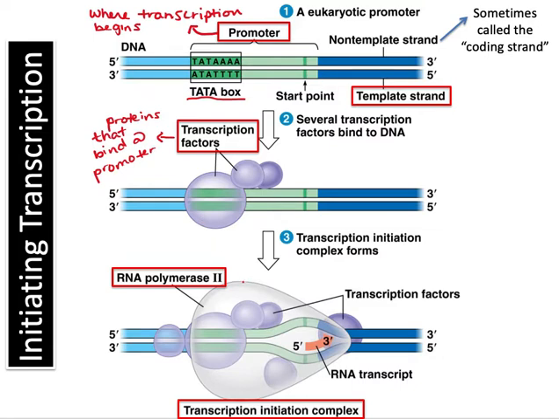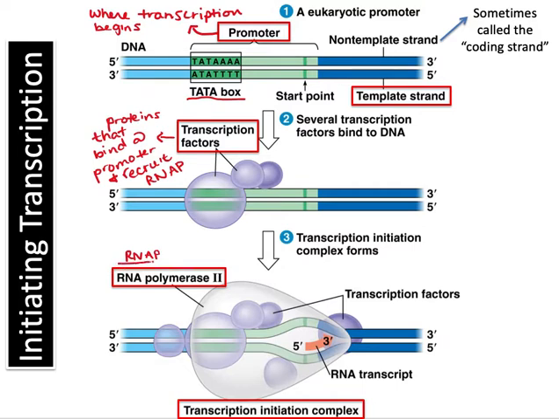And here you see RNA polymerase joining, and the RNA polymerase only comes when the transcription factors are bound. So we say that the transcription factors recruit RNA polymerase. Once they're there, RNAP, or RNA polymerase for short, will bind at the promoter.